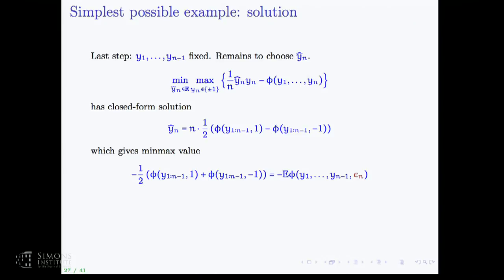When you plug this back in, what is the value that you get of this whole objective? Well, you get minus half of the phi with the plus one and half of the phi with the minus one. Ooh. That's just the expectation over a random variable, right? So it somehow appears magically just because you've solved the saddle point problem.